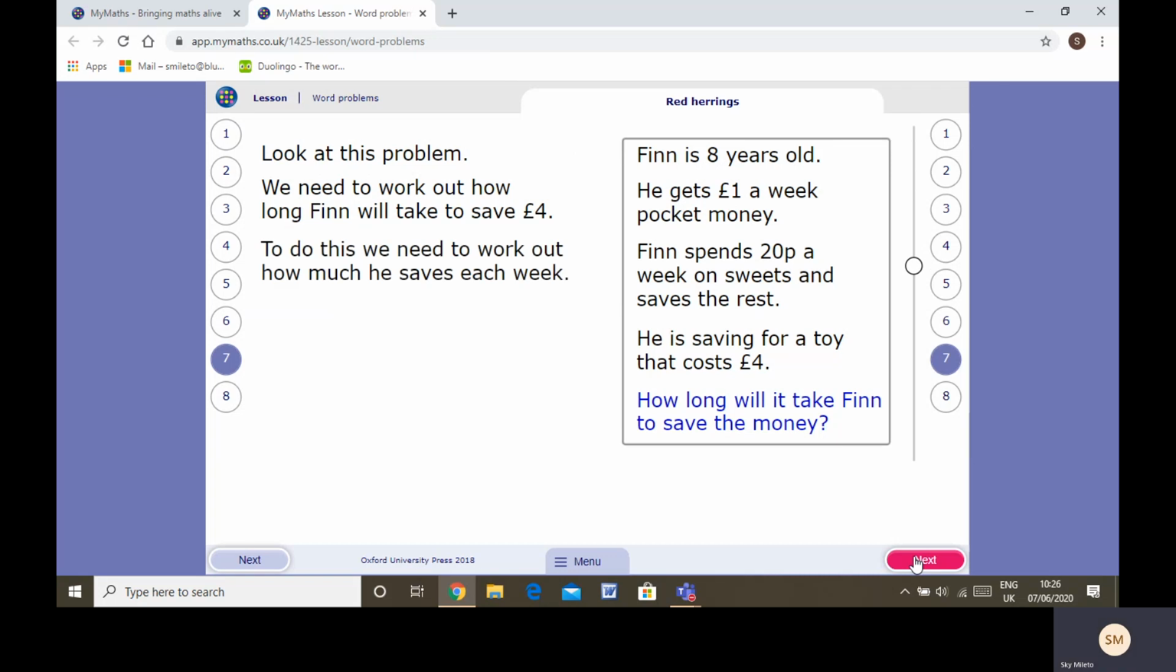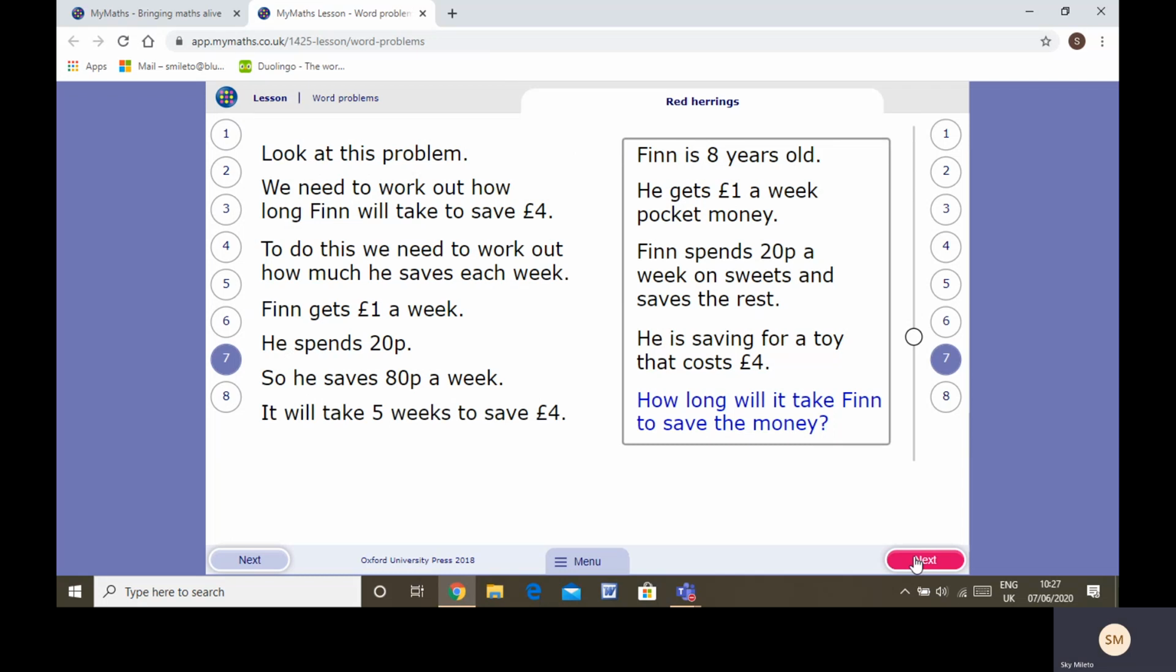So first we need to work out how much he saves each week, and then we need to work out how long it will take him. So Finn gets £1 a week. He spends 20p a week, therefore he has 80p a week. So it will take 5 weeks for him to save £4, because we could do 400 divided by 80, and remember, £4 represents 400.